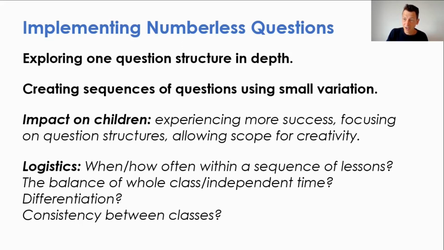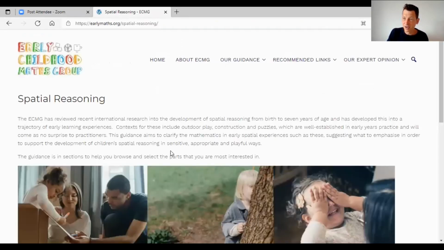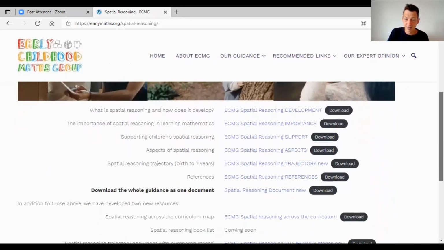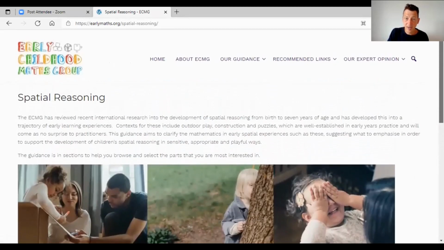Now, what I want to look at next is actually the importance of developing children's spatial reasoning. And what I will also do is just defer to the early childhood maths group, where I've learned a lot from, being fascinated by myself. And if you want to find their full guidance on this topic, you can download the whole guidance document just there around the importance of spatial reasoning.